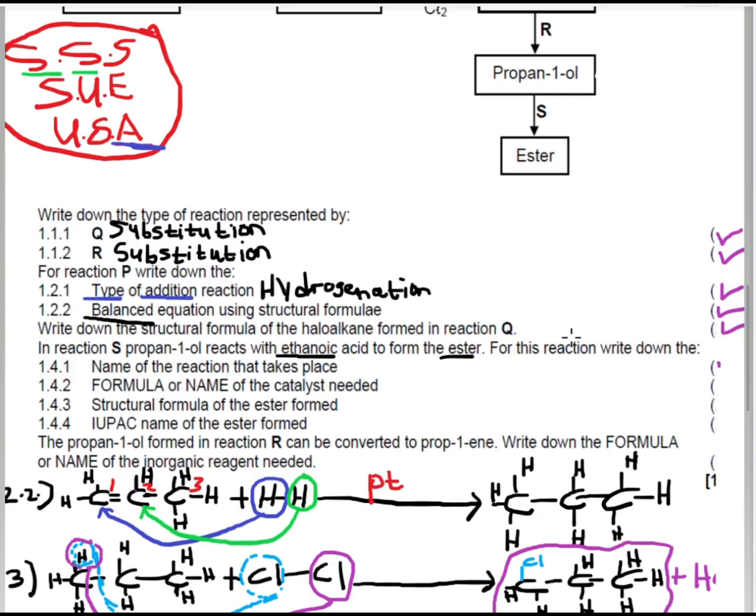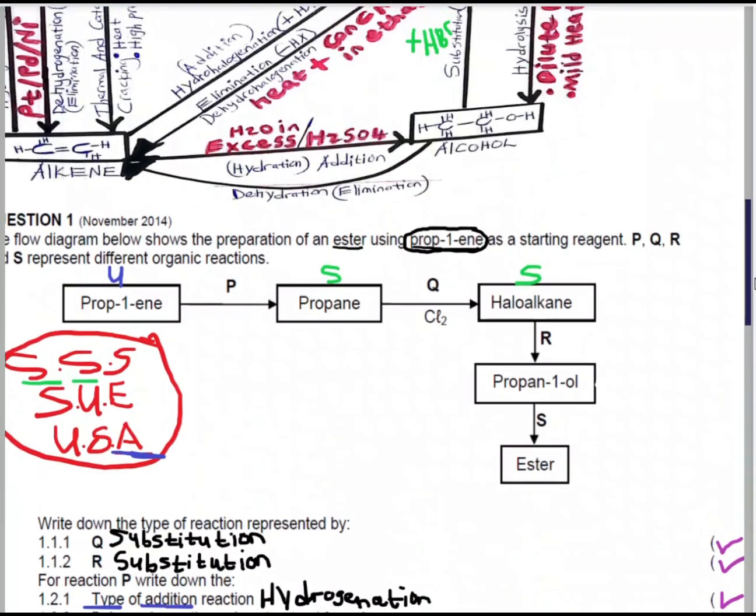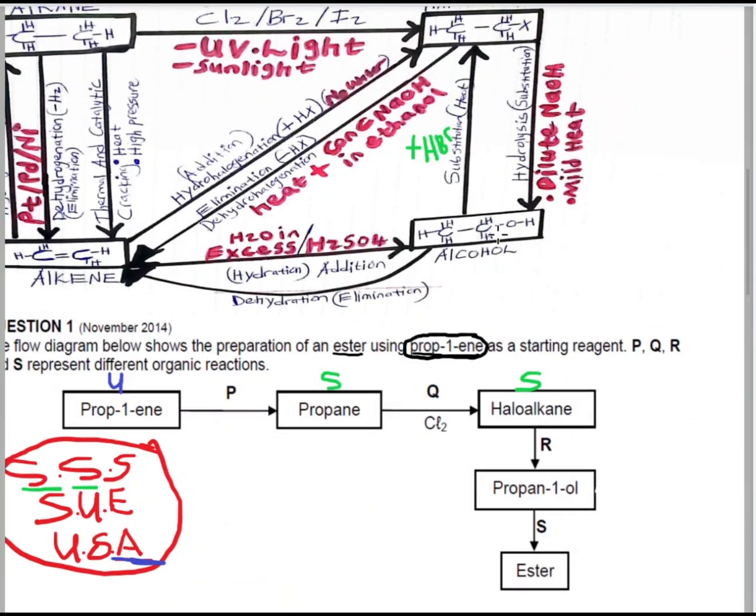All right, for this reaction, write down the name of the reaction that takes place. We know that's esterification. But then in the summary here, I want you to add something. Please add this: from an alcohol going down, we're going to form an ester. Very important, guys. Please also add this in your summary.